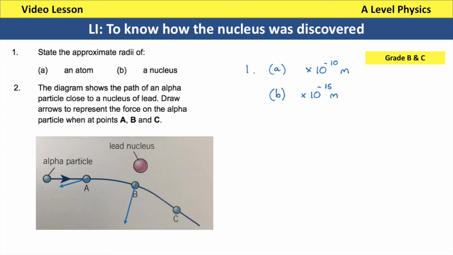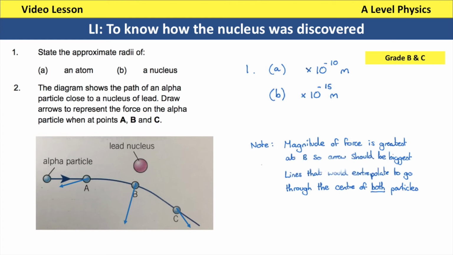Now the arrow for B not only also needs to go through the lead nucleus when extrapolated, but it needs to be a bigger line as well because the magnitude of the force is bigger, and remember we show the magnitude of a force by the length of the arrow. So B, because that is closer than A, needs to have a longer arrow. And then C finally will be drawn in that direction, following on with the exact same rules that we've already established, that that line needs to extend back to go through the nucleus.